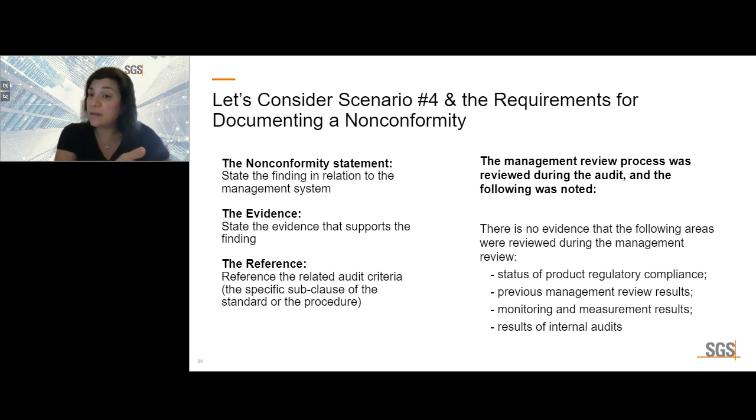We are referencing, in this case, the standard. It can also be, as an example, our internal requirements. Some people will take the requirements of the standard and put them into their own SOPs. So the management review process was reviewed during the audit, and the following was noted. There is no evidence that the following areas were reviewed during management review: the status of the product regulatory compliance, previous management review results, monitoring and measuring results, and results of internal audits. These 4 areas were missing from the management review.